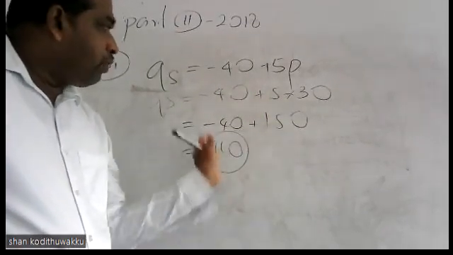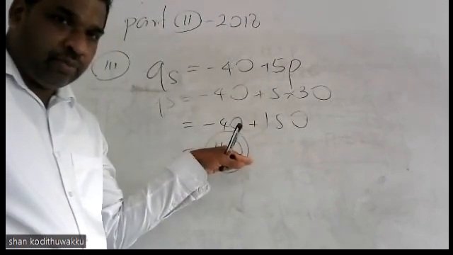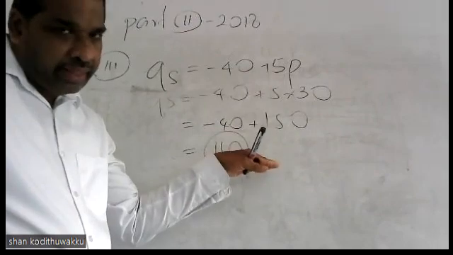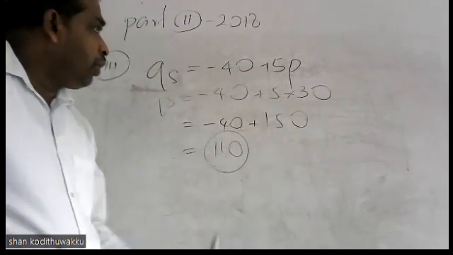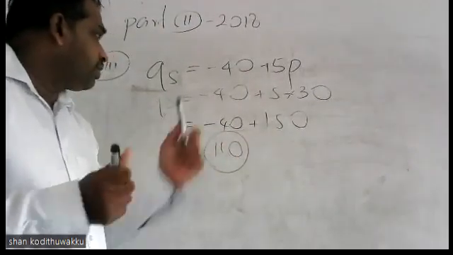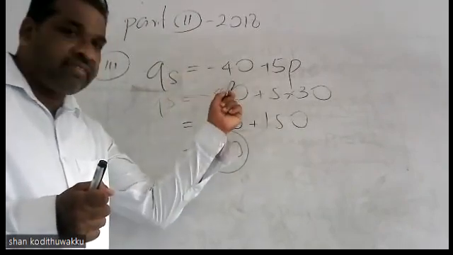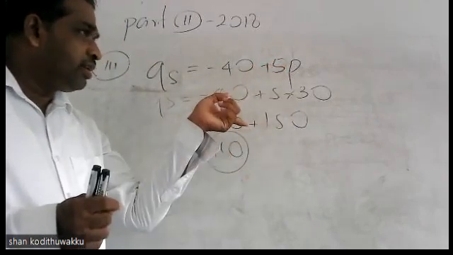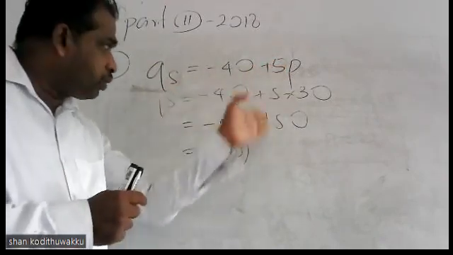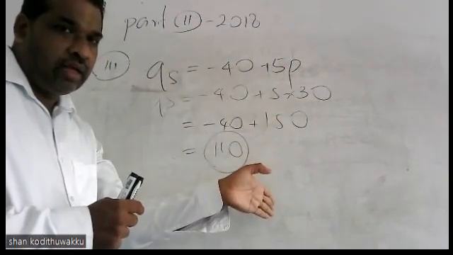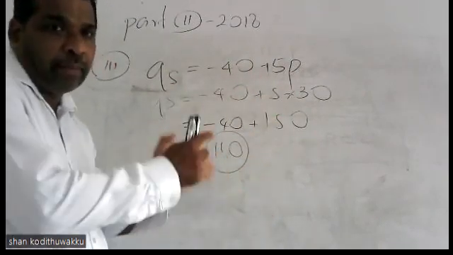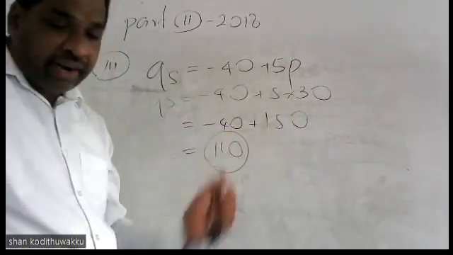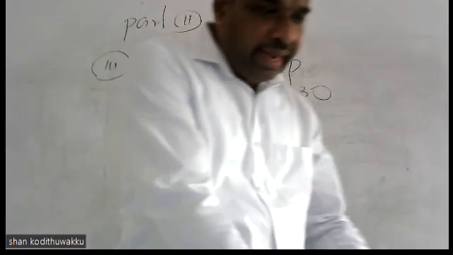Therefore, now we found 110 metric tons will be the quantity supplied under the new scheme. How did you find that? You first take the given supply equation and apply the price. Here, instead of P, you apply the price which is going to be paid by the government. Then you can easily find the new quantity supplied by the farmers under the new market deficiency scheme. Right, that is 110.